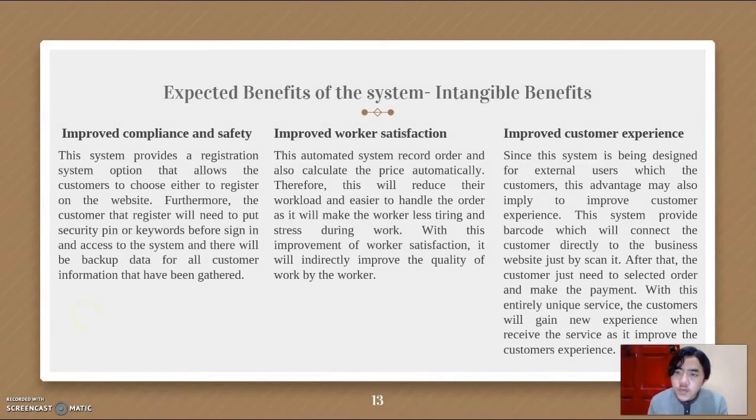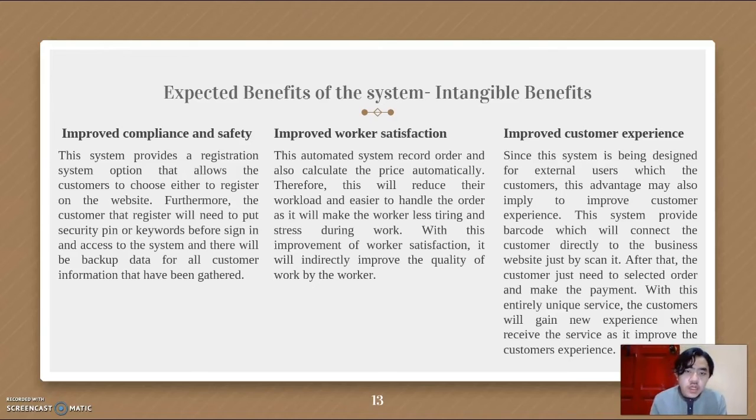Next is improve compliance and safety. This system provides a registration system option that allows the customer to choose to register on the website. Furthermore, the customer that registers will need to put a security pin or keywords before signing in and accessing the system, and there will be backup data for all customer information that has been gathered.